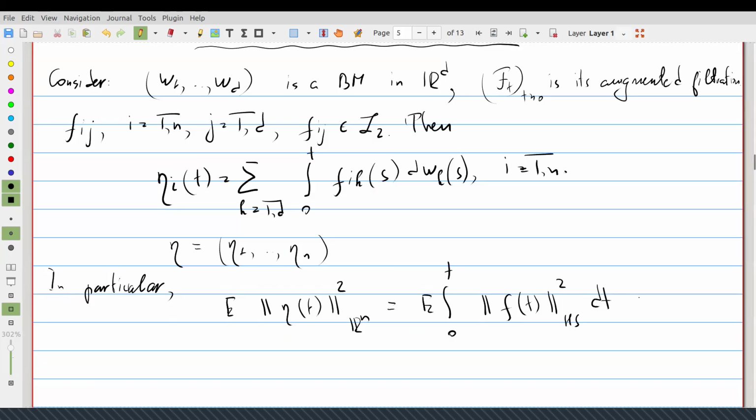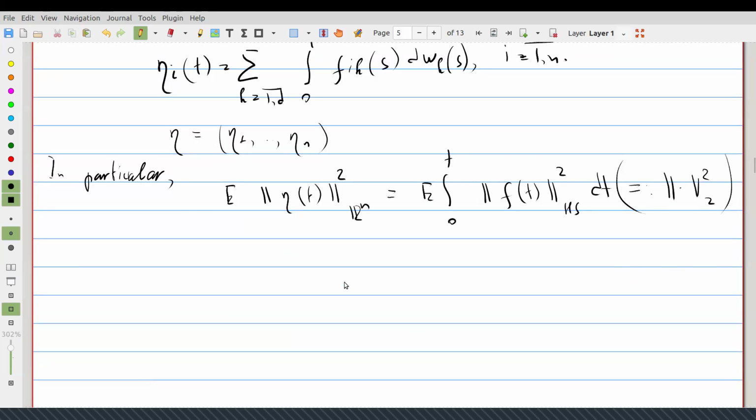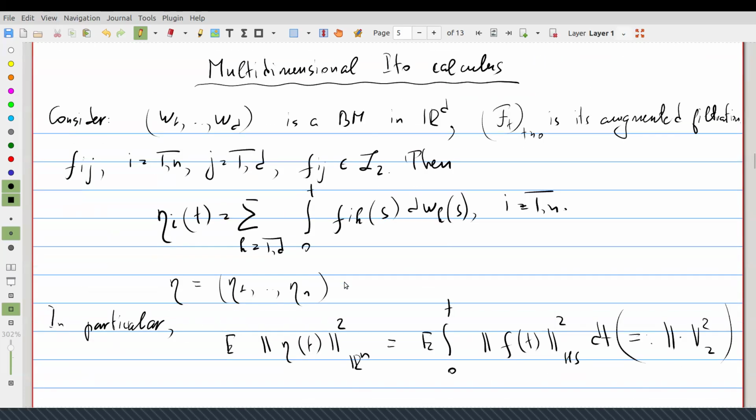So this is the analog of the norm squared in this case. The Hilbert-Schmidt norm is just the sum of squares of all coordinates of the matrix. I will not care much about the multidimensional Ito calculus for a moment. Later we will use it regularly, but as for now, the main conclusion is that you can do this stuff.